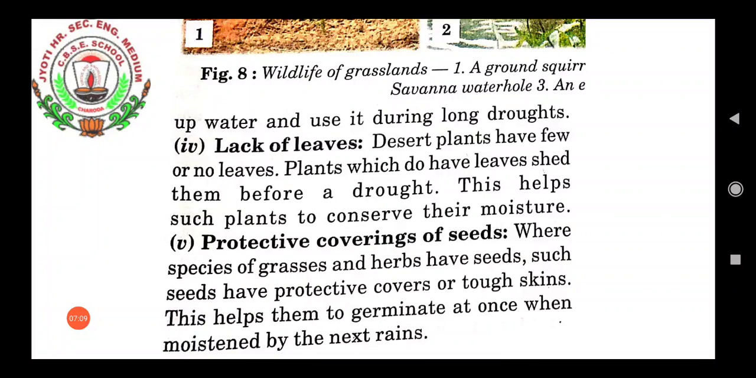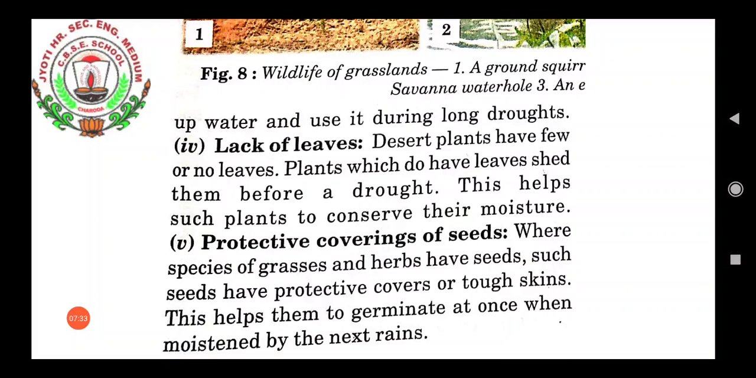So these desert plants have very few leaves, or some plants have no leaves. What these plants are doing is, before the time of drought, they shed their leaves. Why are they doing so? Because when they shed their leaves, in this manner they conserve moisture in their plant, their stems.